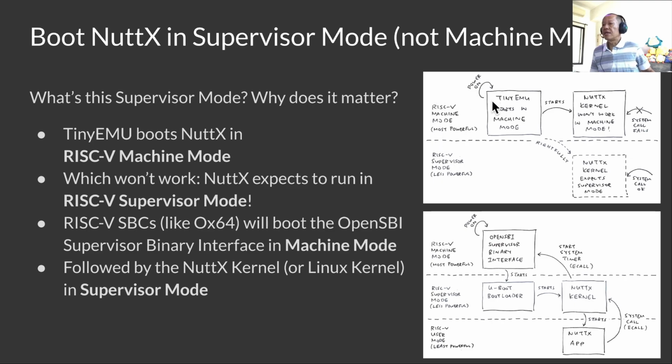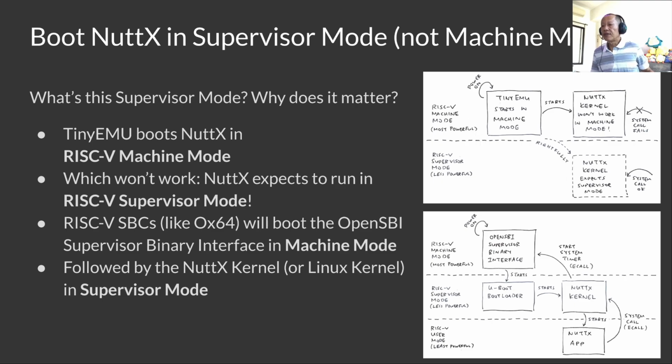TinyEMU is a bare-bones RISC-V emulator. It boots in only one mode, RISC-V machine mode, which is the most powerful mode in the RISC-V system. But NuttX for Ox64 won't work in RISC-V machine mode. It expects to run in RISC-V supervisor mode, which is one level less powerful than machine mode.